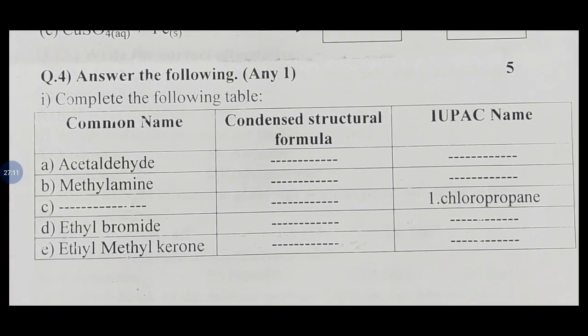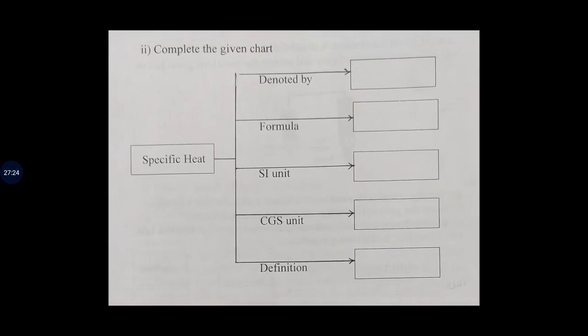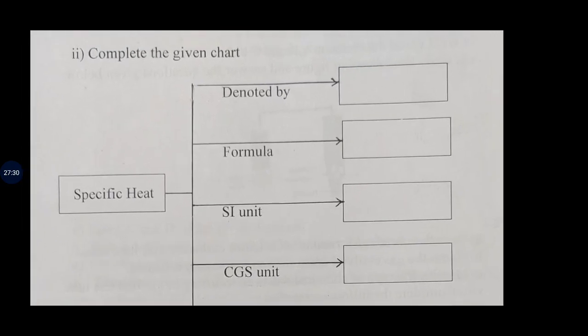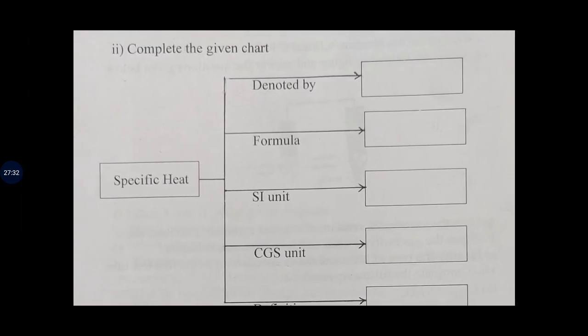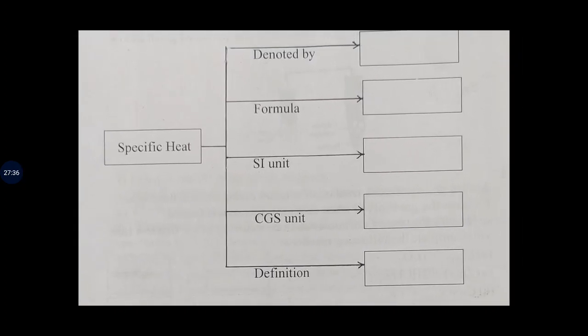So how many fill-ups are there? Each fill-up carries half mark. 10 fill-ups are there, so a 5 mark question is given here. And the last one. In question number 4, 2 options are given. You write any one for 5 marks. So complete the given chart. You draw the chart as it is, as shown in the question paper.